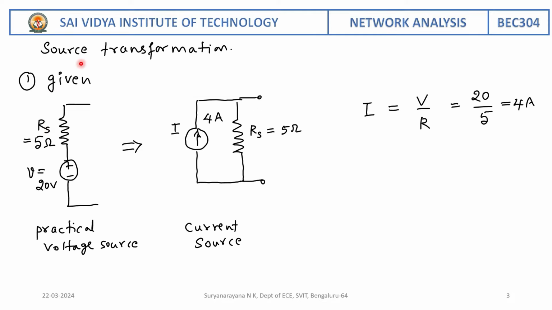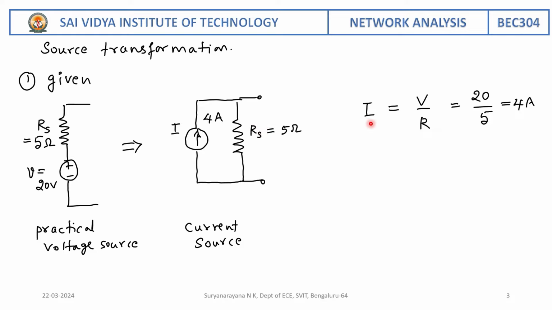This is the statement of the problem under the source transformation topic. Given a practical voltage source with 20 volts and internal resistance 5 ohm, you have to find the current source. So this is the current source in which we have to find the current, given Rs is 5 ohm.